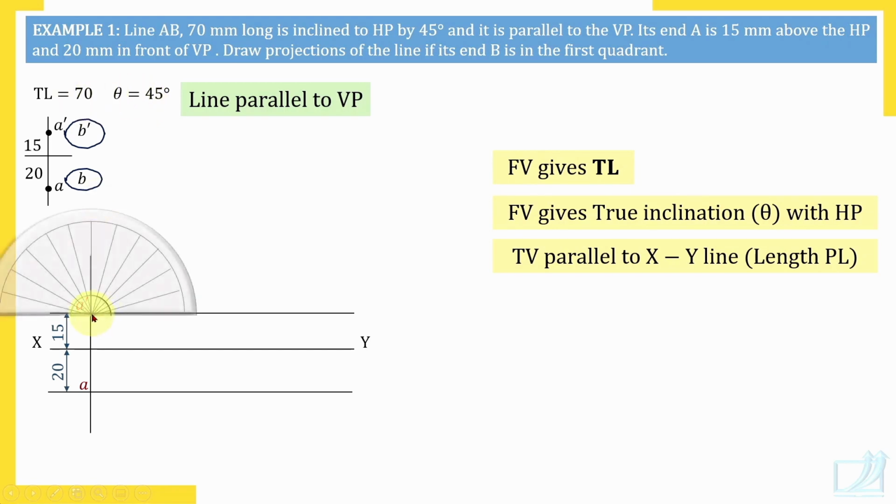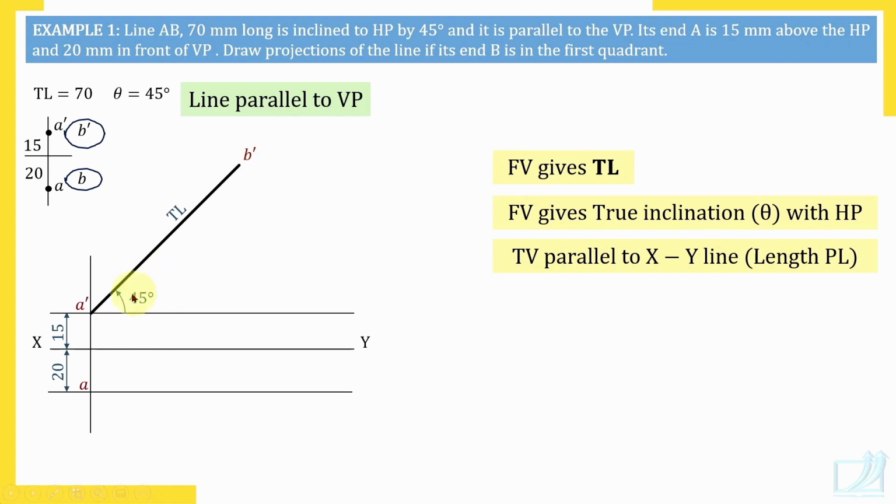So set protractor here at point A dash, not at A, because we are drawing front view, means we are drawing A dash B dash. So at A dash, measure that angle 45 degrees and draw the line at 45 degrees. And this line has true length, means 70 millimeter, because front view is true length. So B dash. So this is how we have labeled B dash.